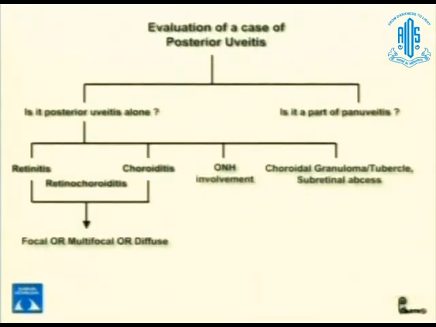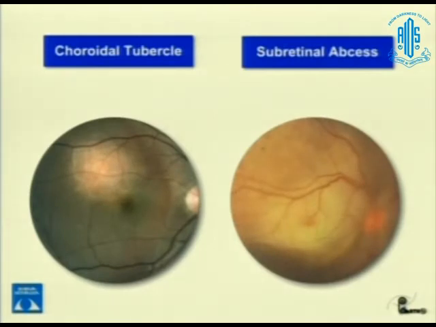So next important, look carefully at the periphery of the fundus, whether there is a choroidal granuloma, tubercle, or subretinal abscess. If you see here, it's a case of choroidal tubercle. You can see the vessels clearly, you can make out these vessels. There is some subretinal fluid here, and here is a subretinal abscess.